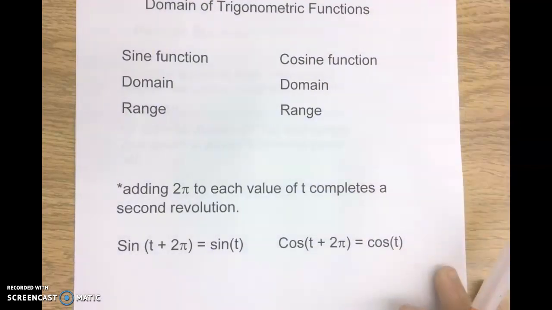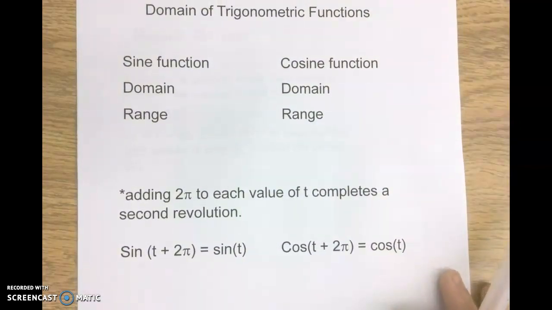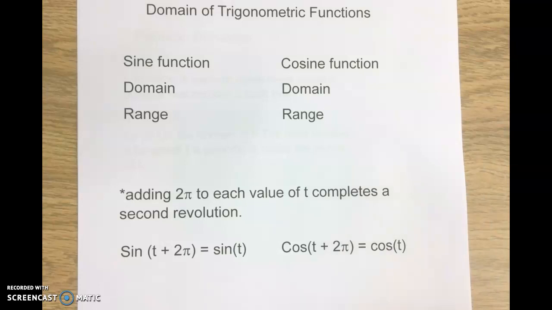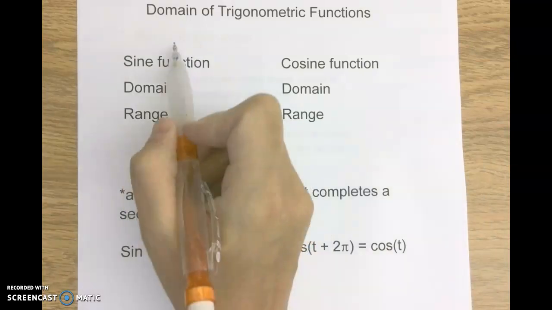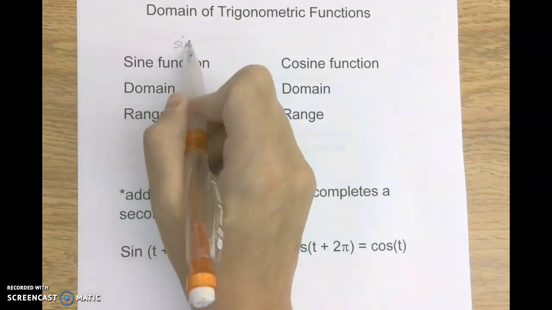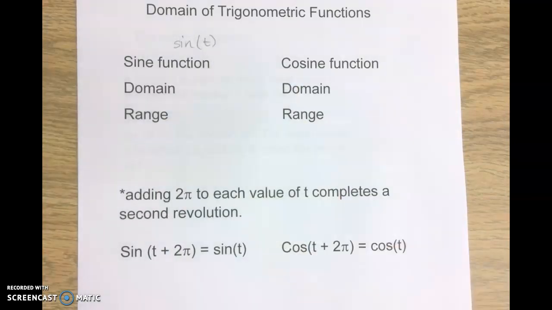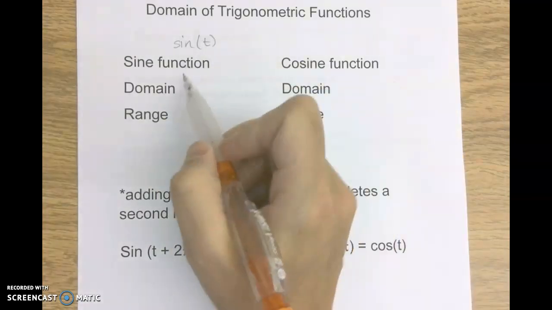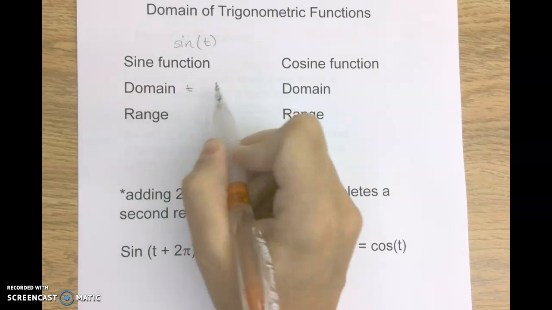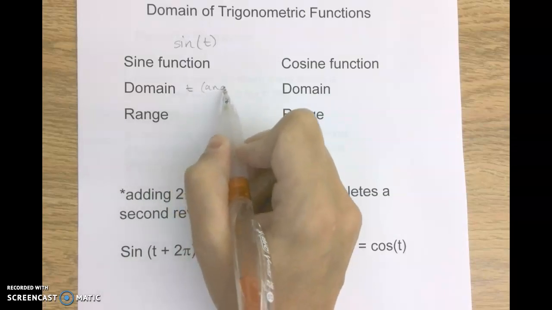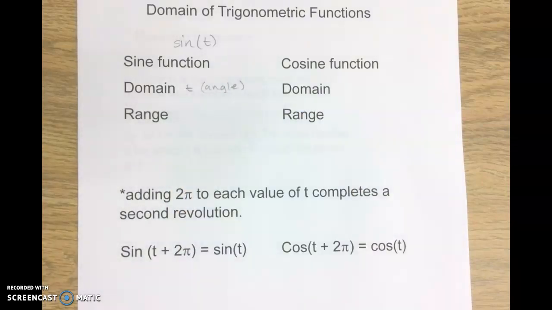Okay, so we talked about domain of trigonometric functions, domain and range. Remember with the sine function, it's the sine of an angle here. So the input, or the domain, is going to be t, or the angle. In trying to find the domain, we ask ourselves the question, is there an angle that I cannot use to put into the sine function? And the answer is no.